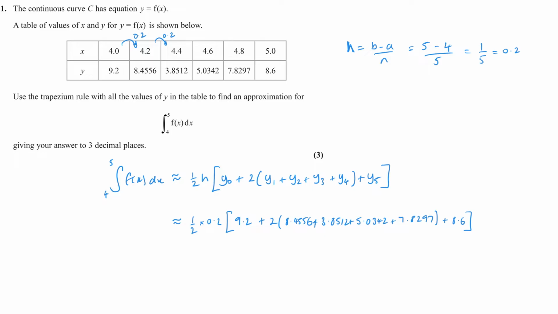Now sometimes the formula booklet or some of the formulas have these two at the start. It doesn't matter if you do it that way. I just kind of write them in order. So it's the first and last one and then double the ones in between. And then simply put that into our calculators. And the answer is 6.81414. It says the 3 decimal places, so 6.814. And that's the first 3 marks done.